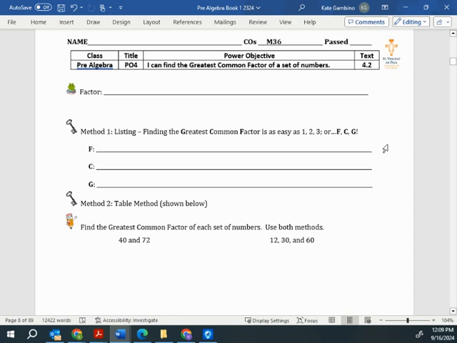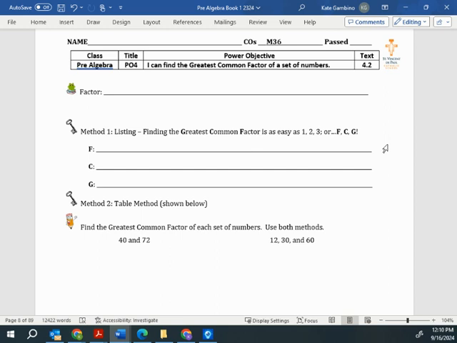Good afternoon. Today we are working on PO4. I can find the greatest common factor of a set of numbers. How many of us remember factors from last year? Few of us. As we go through it, you're going to start saying, oh yeah, that's what it is.